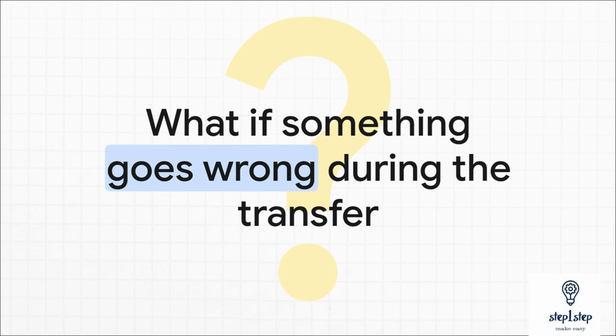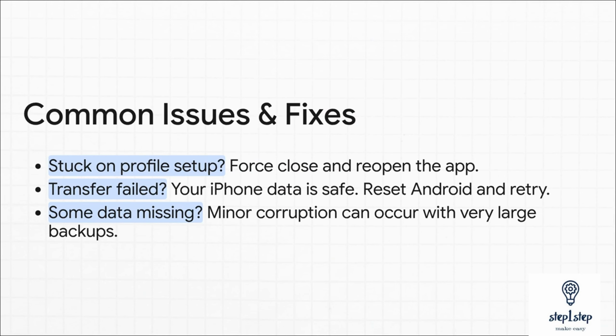First of all, don't panic. If the transfer fails halfway through, your data on your iPhone is completely safe. Nothing gets deleted from the old phone until the process is 100% finished on the new one. Here are a few quick fixes. If you get stuck setting up your profile, just force close the app and reopen it. That usually works. If the whole transfer fails, no big deal. Your iPhone data is fine. Just factory reset the Android and give it another shot. Sometimes with those huge backups, a tiny bit of data might get corrupted, but honestly, it's pretty rare.